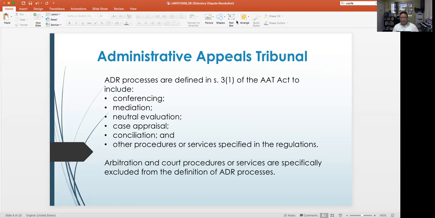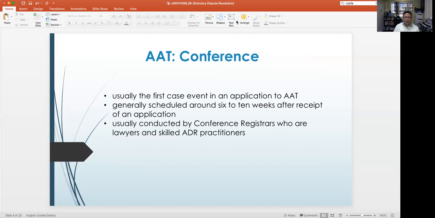Under the AAT Act of 1975 Commonwealth, arbitration and court procedures or services are specifically excluded from the definition of ADR processes. You'll note that the Administrative Appeals Tribunal, for the purpose of ensuring a higher likelihood of resolution of disputes between the citizen and an administrative agency, can refer the dispute through any of these ADR processes. These ADR processes are ways by which the AAT Act provides more opportunities for a dispute to be resolved. But one of the more common ADR processes really is the conference.